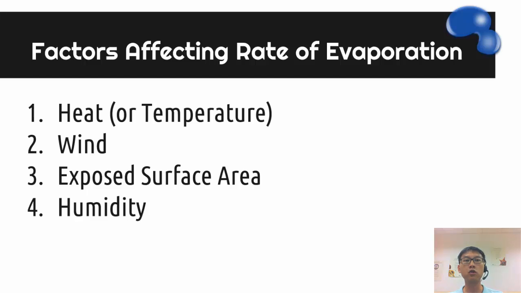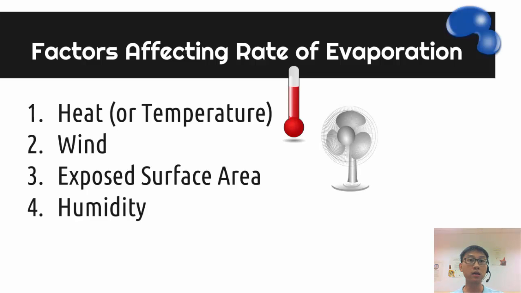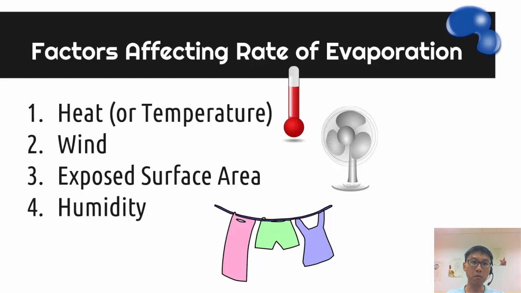Through your experiment, you have already learned that heat, wind, and exposed surface area, these three, are factors that affect the rate of evaporation. So if my liquid or my water is in a hotter region, it evaporates faster. If I have wind, my water evaporates faster. And if I have it more exposed, it evaporates faster.